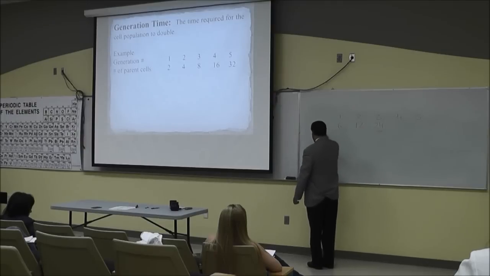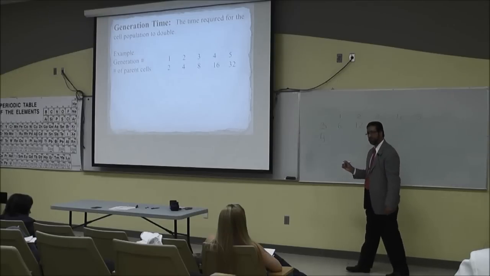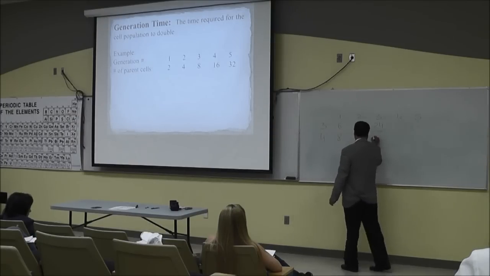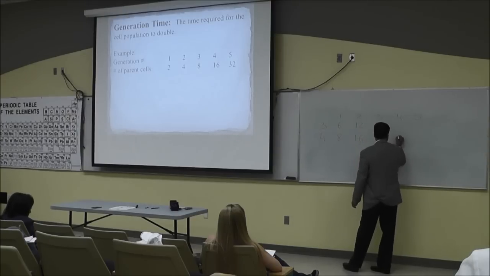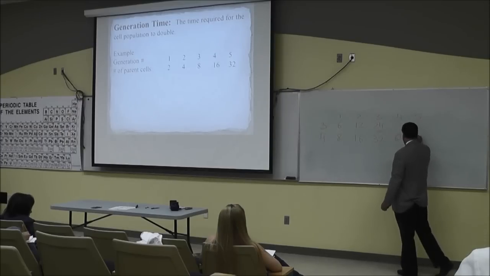12. 24. The experiment starts with 4 cells. Total number of cells in the fifth generation? 8, 16, 32, 64, 128.